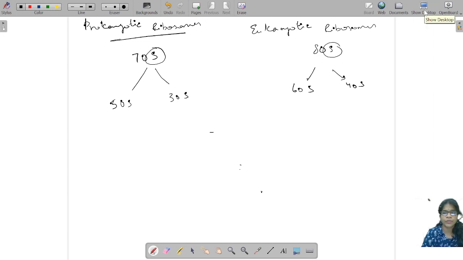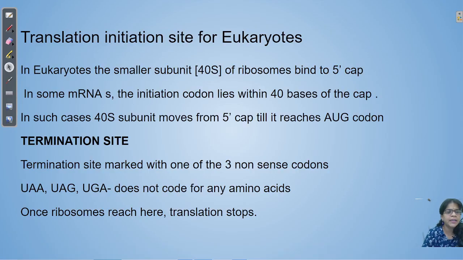So here what I want to tell you is, see, in eukaryotes, the smaller subunit, 40S of the ribosome, binds to the 5' cap. I told you in mRNA you have a 5' cap and a poly A tail at the back, right? This particular 40S ribosome would bind to the 5' side of your mRNA. In some mRNA, the initiator codon lies within the 40 bases. In such cases, the 40S subunit moves from the 5' cap until it reaches the AUG. I told you this is the AUG initiator codon, and this 40S ribosome would start here and finally move towards your initiator codon, right? This is how the translation would happen in eukaryotes.